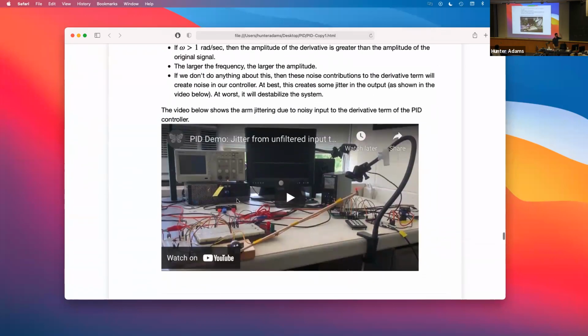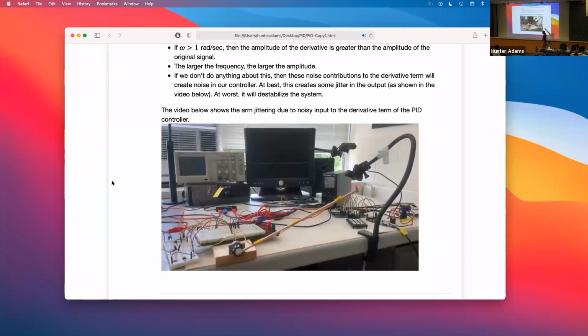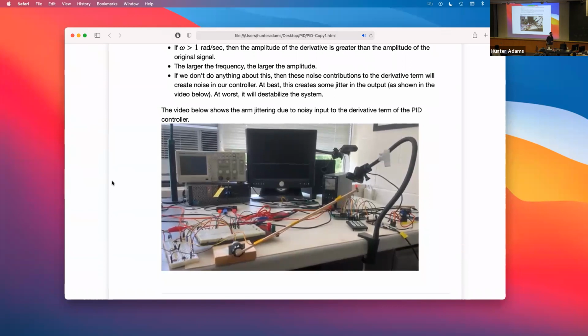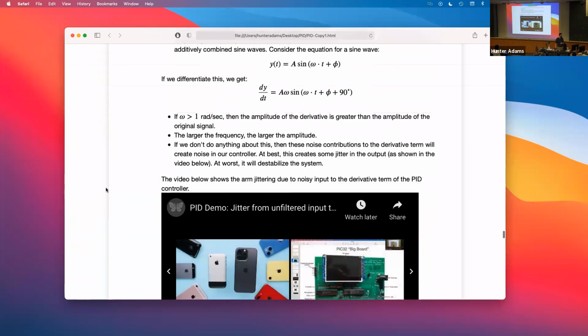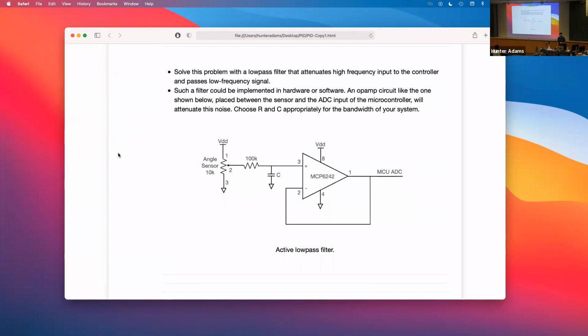So let me see if I have, this is just a little bit of jitter from not filtering the D part. See it kind of bouncing. At worst, this just blows the whole thing. So how to protect against that? Well, first of all, we build this circuit that all of you have already built, right? We low pass the potentiometer readings to approximately the control frequency. So you all have done this already.